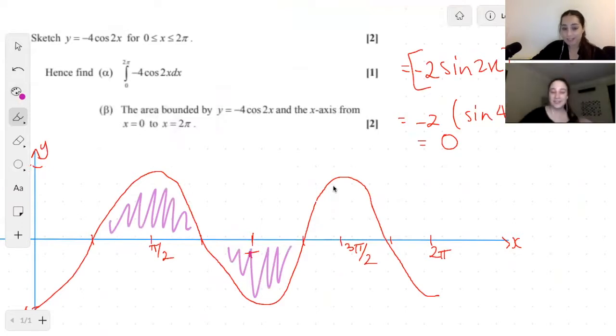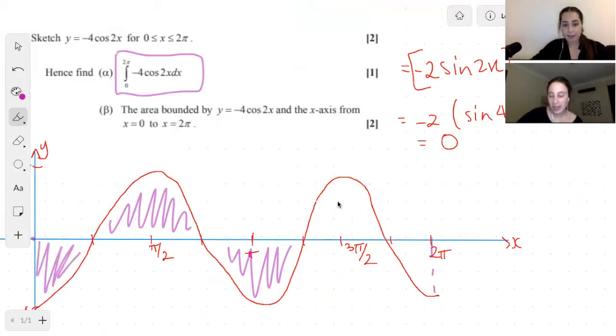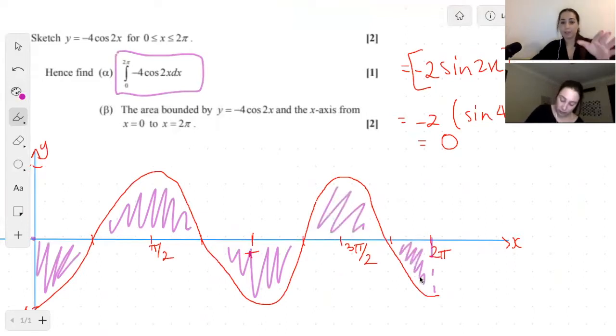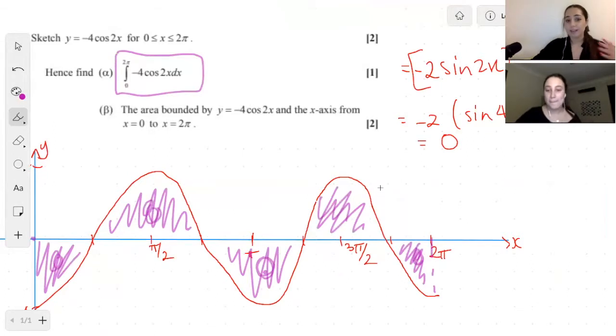That's correct. So basically, this integral just states that you're integrating this curve, which is what we've drawn, between 0 and 2 pi. So what you're finding is this, and then this, and then this, right? That's what that integral states. And so this hill is going to cancel with this hill, and then these two little ones will cancel with that one. So that's why overall you get 0.